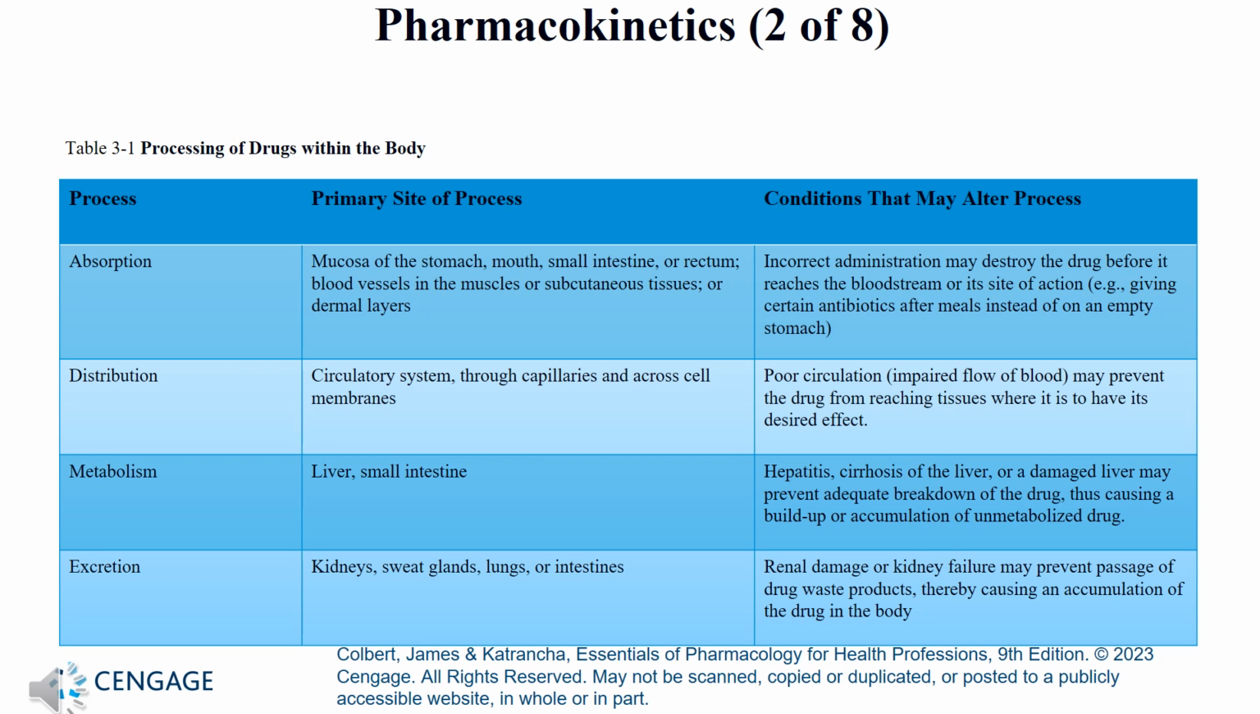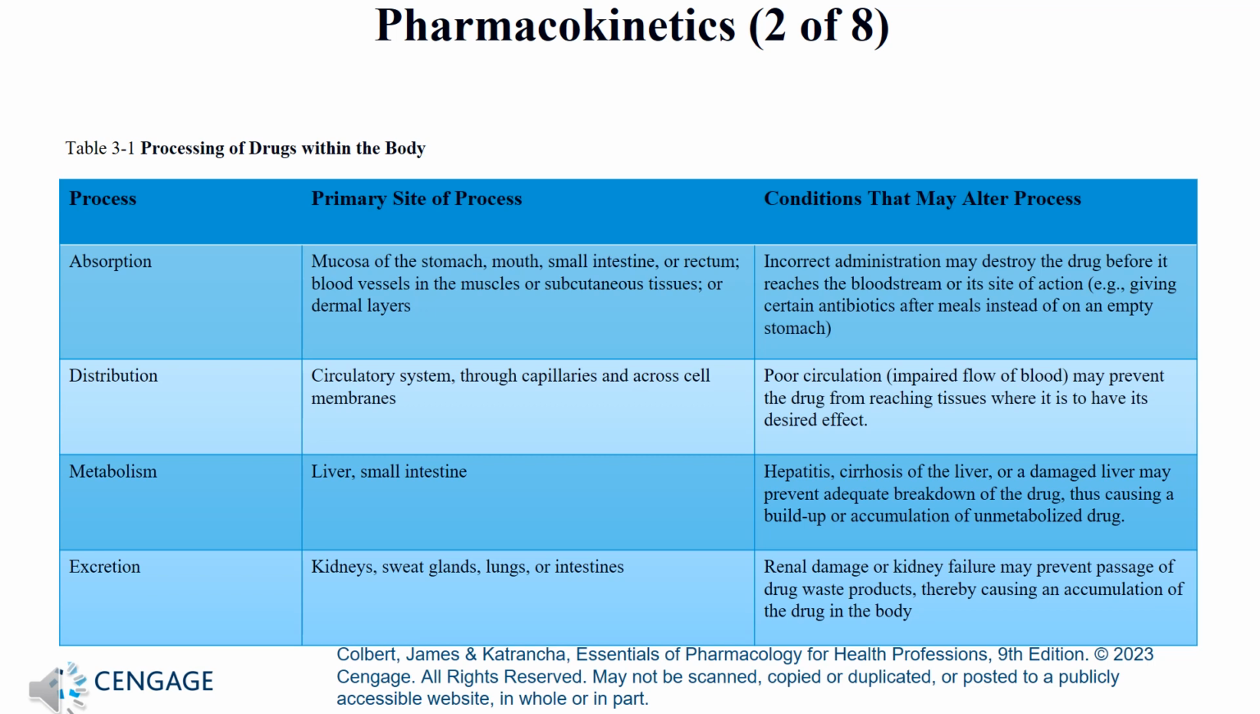Metabolism involves your liver and your small intestines. The conditions that may alter the process include hepatitis, cirrhosis of the liver, or a damaged liver, which may prevent adequate breakdown of the drug, thus causing a buildup or accumulation of unmetabolized drugs.